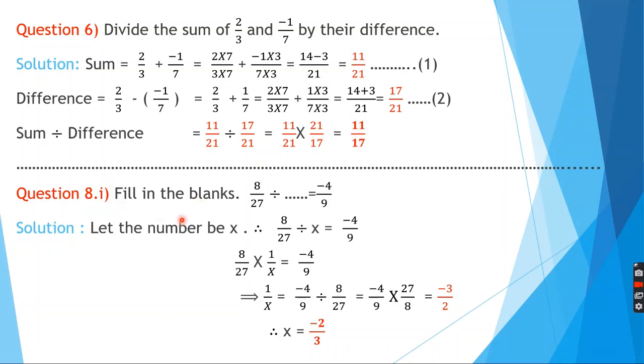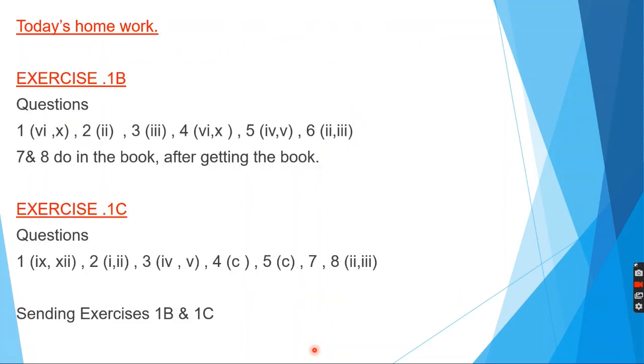Next question is fill in the blanks. That is 8 by 27 divided by dash is equal to minus 4 by 9. Same type of question, but I am doing one question as an example. Let the number be x. Again, division by x means you have to take the reciprocal. Here also we are getting the reciprocal value 1 by x as minus 3 by 2. Therefore the value of x is equal to minus 2 by 3.